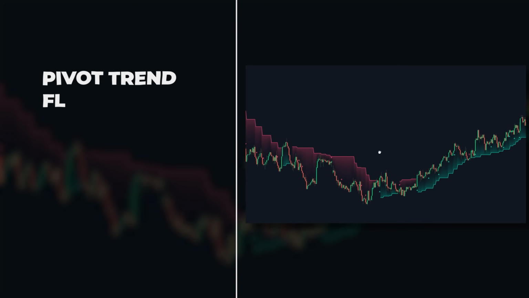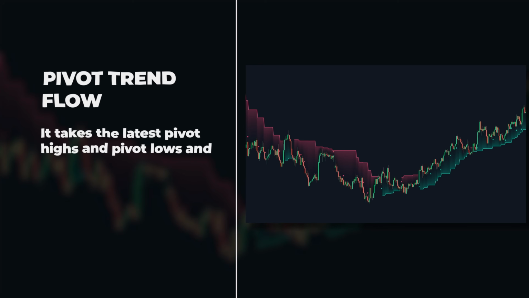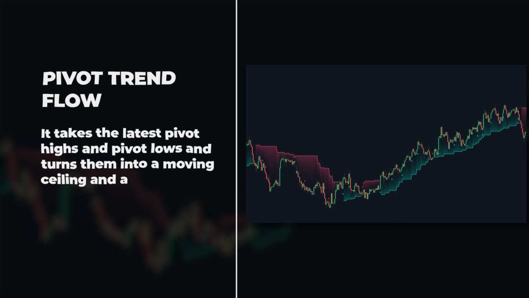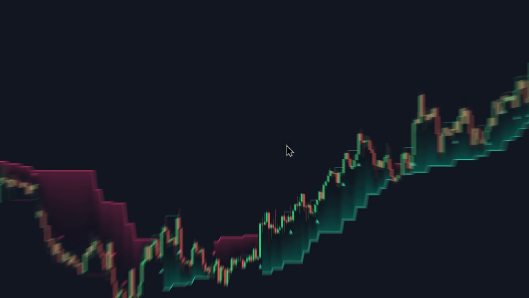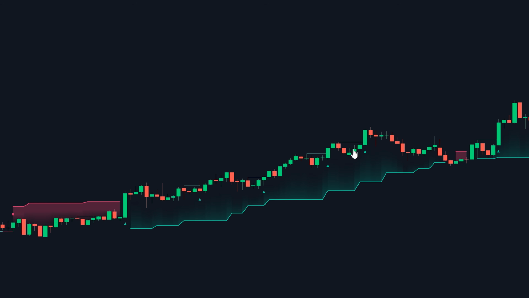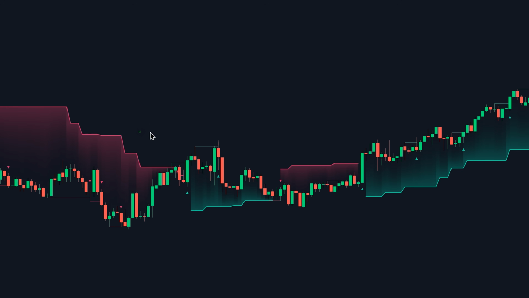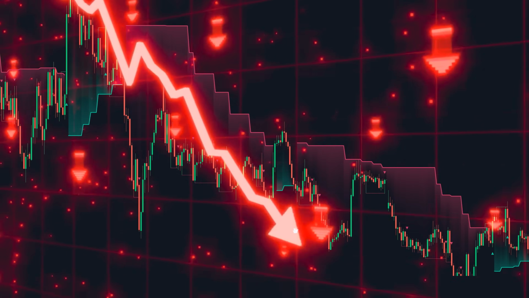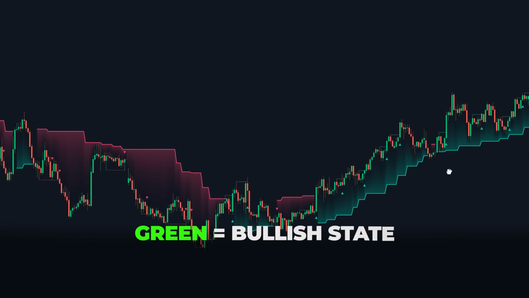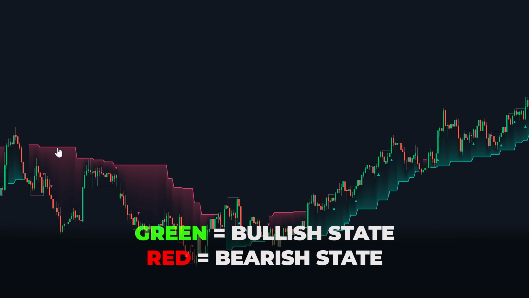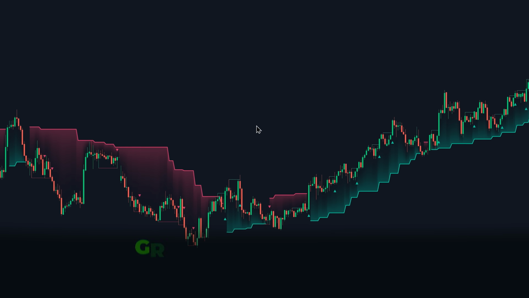This is the Pivot Trend Flow. In plain English, it takes the latest pivot highs and pivot lows and turns them into a moving ceiling and a moving floor around price. When a candle closes above the upper line, the tool flips the trend to bullish. When a candle closes below the lower line, it flips it to bearish. The band that shows up is green in a bullish state and red in a bearish state, and it helps you keep your focus on real structure instead of random noise on the chart.